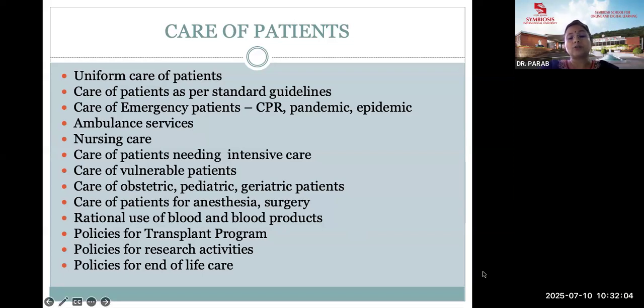What kind of blood are you using? How do you store the blood? How do you indent for the blood? How do you administer blood? How do you dispose the final blood bags? All of that is covered under these standards.